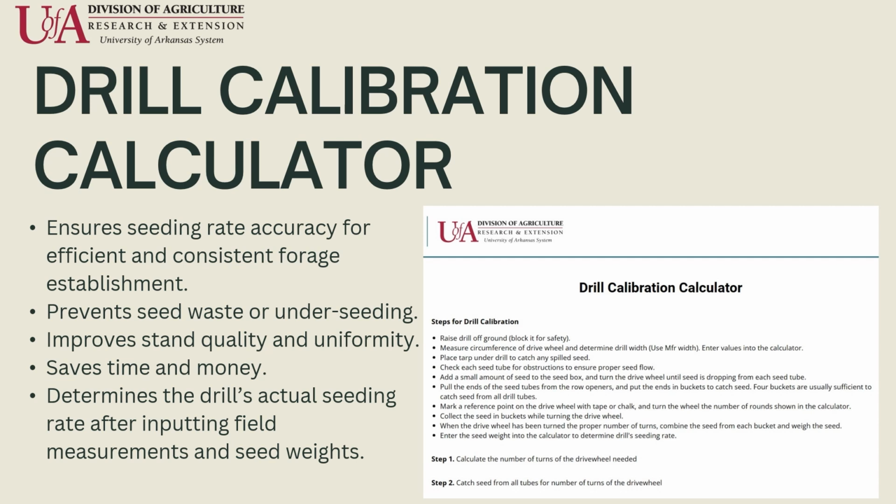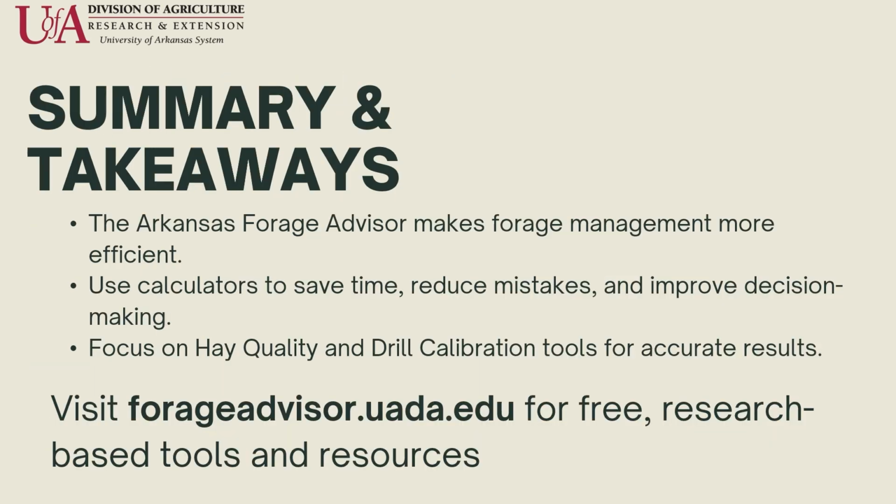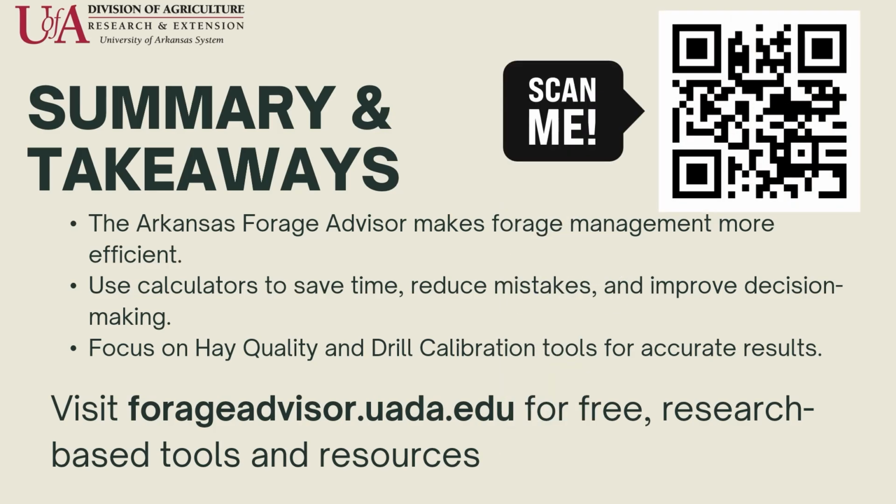Oh, and those are the instructions on the side. So a few takeaways: the Arkansas Forage Advisor just makes it easier. You want to focus on your hay quality and drill calculator for accurate results. That's the biggest deal, this is going to help you get the most accurate results. And there's a QR code if you want to scan it. It just takes you to the website. Are there any questions?